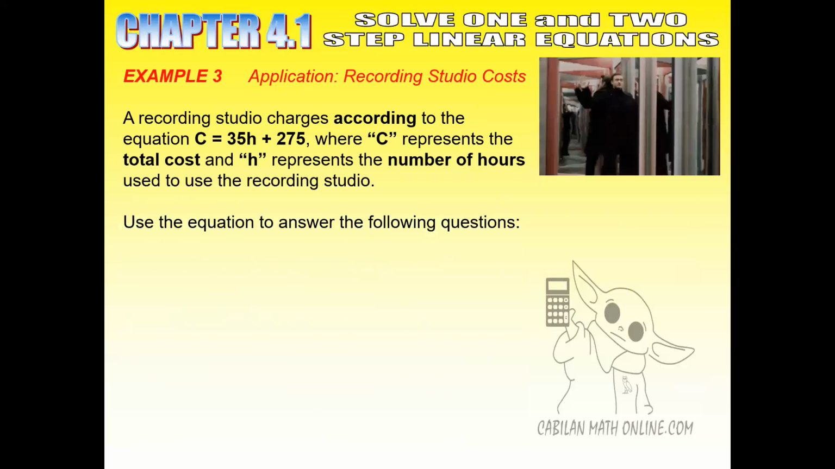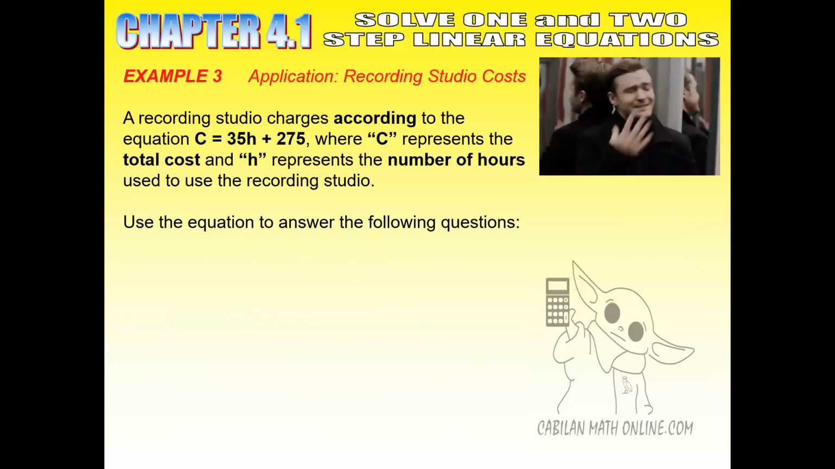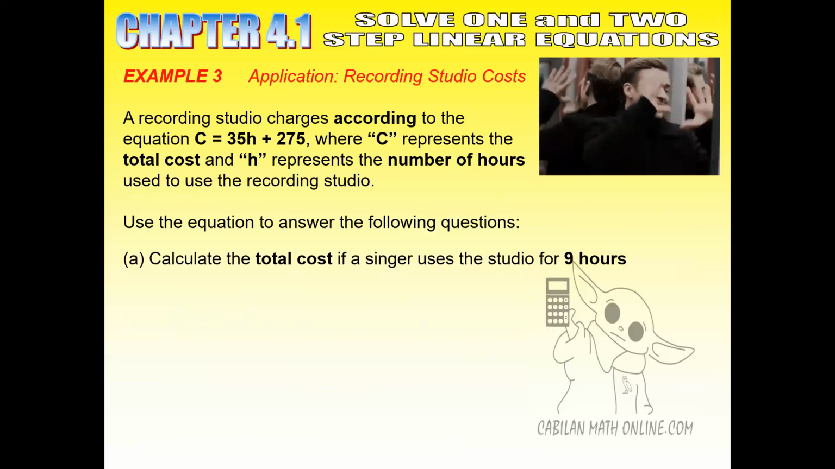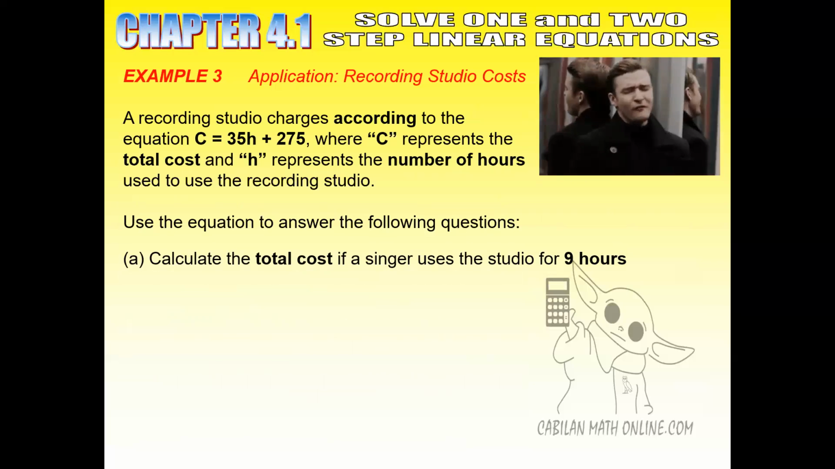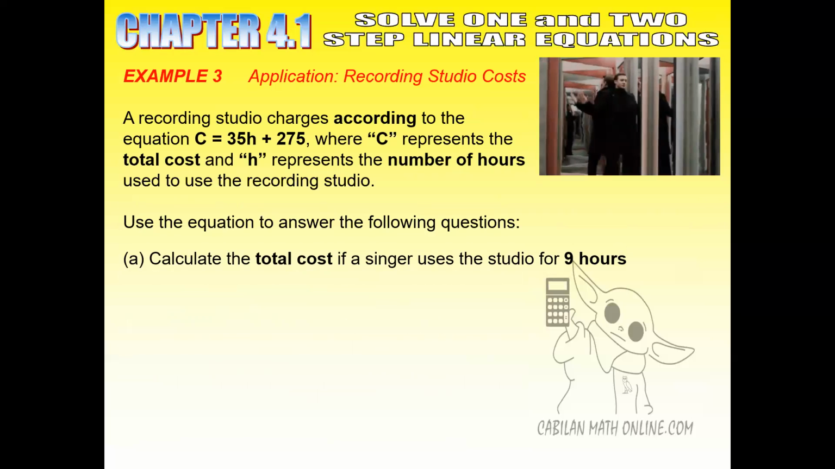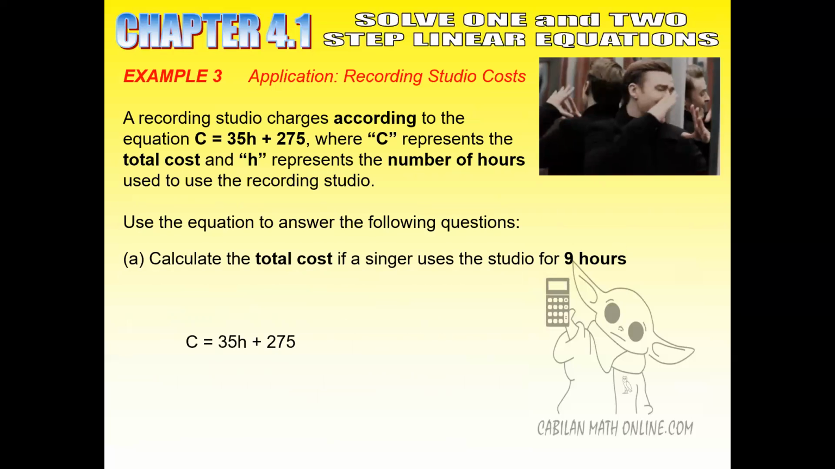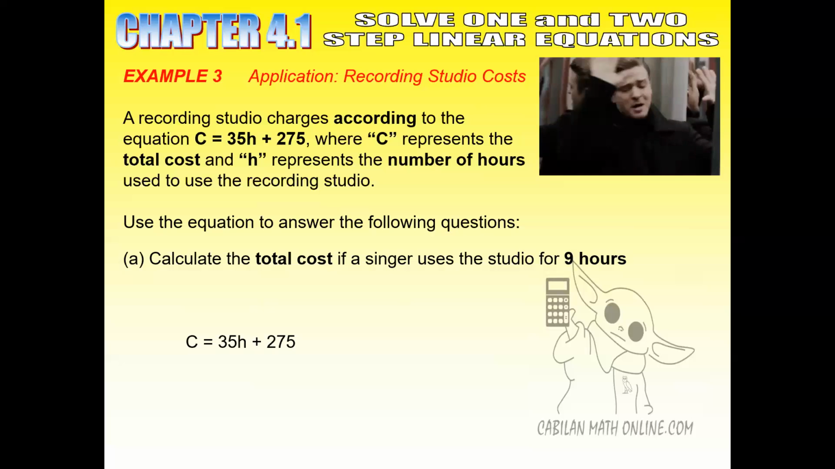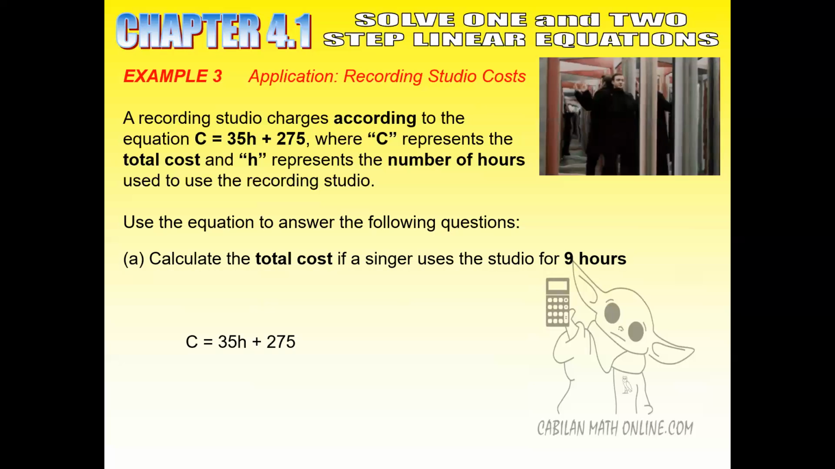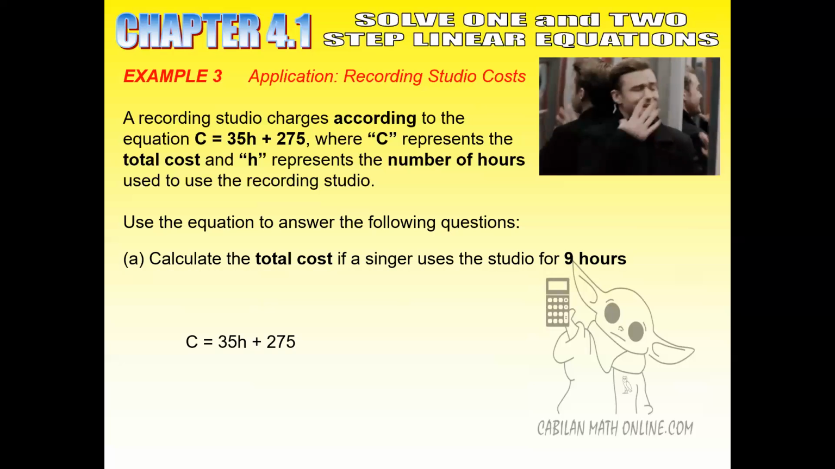So what we want to do here is use the equation to solve this particular problem. For part A, it says calculate the total cost if a singer uses the studio for 9 hours. First things first, always start off by writing down the formula of the equation that's given in the problem. Before we figure out what to do, we have to remind ourselves what the letters represent. In this case, the C represents the total cost and H represents the number of hours.